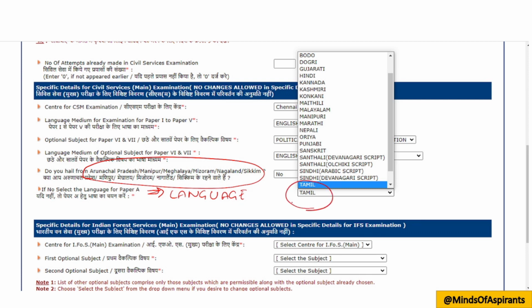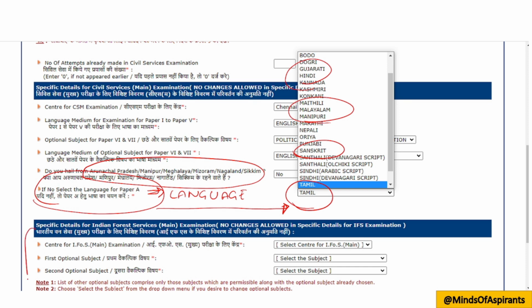That can be anything. You want to choose Sanskrit, Hindi, Malayalam, Kannada, Telugu, Marathi, whatever language, anything you can choose, and you can write this language paper. Please be sure to choose the language you are comfortable with, because this paper is also very important. Please don't take it lightly.